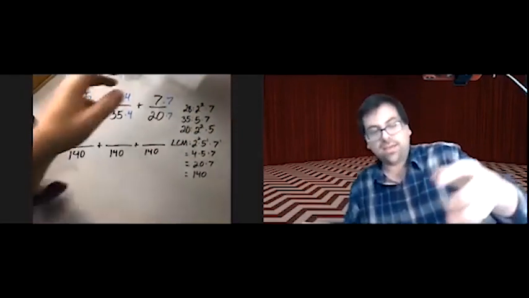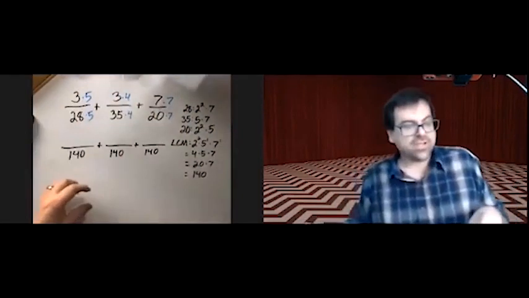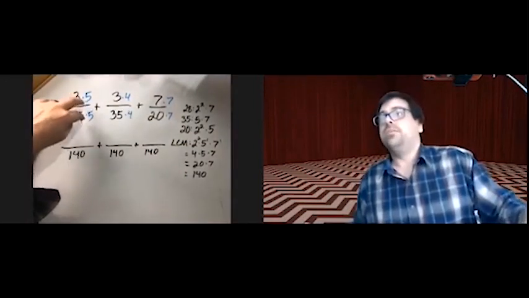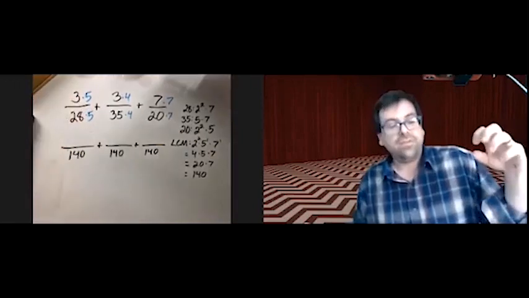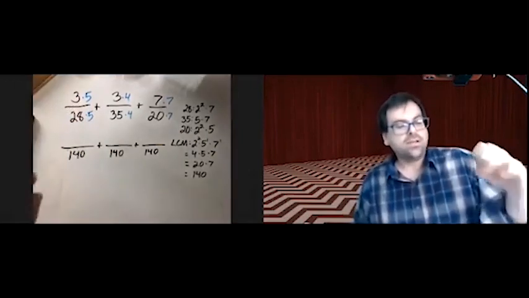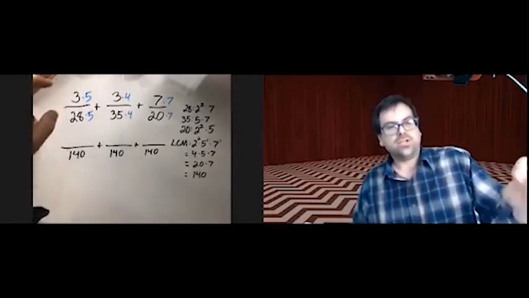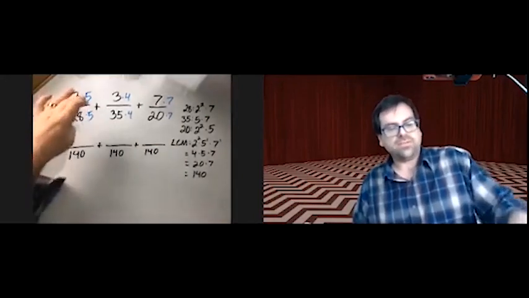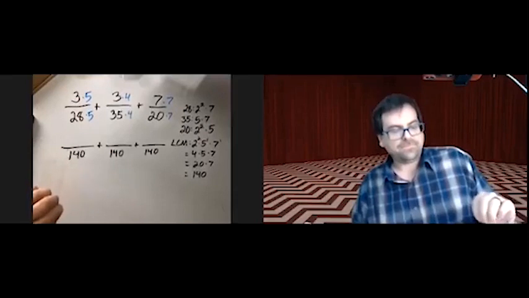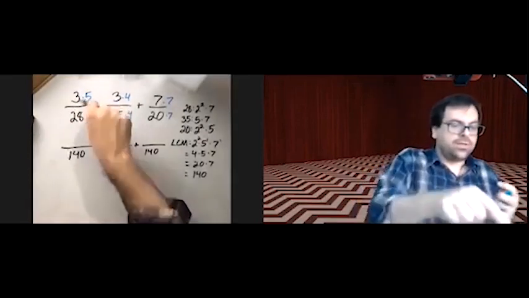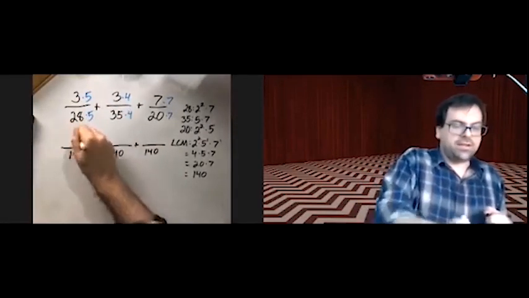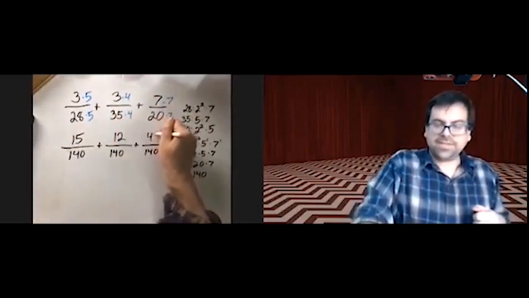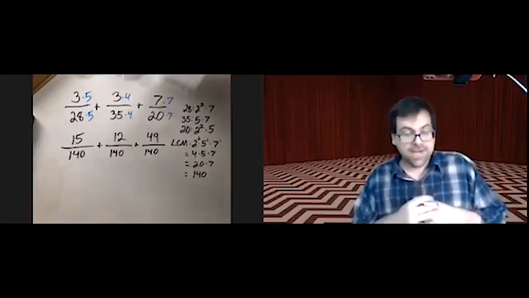Again, that's why we get equivalent fractions, because times 5 on top times 5 on the bottom is times 5 over 5. That's times 1. Times 1 doesn't change the value, just makes it look different when we do it times 5 times 5. 3 times 5 is 15. 3 times 4 is 12. 7 times 7 is 49.